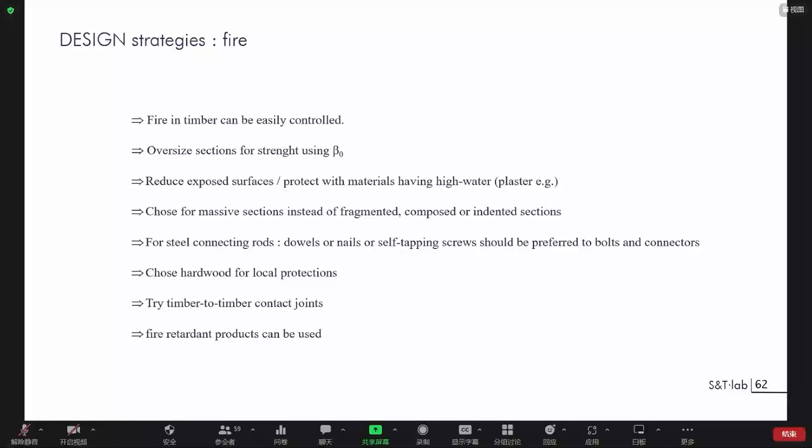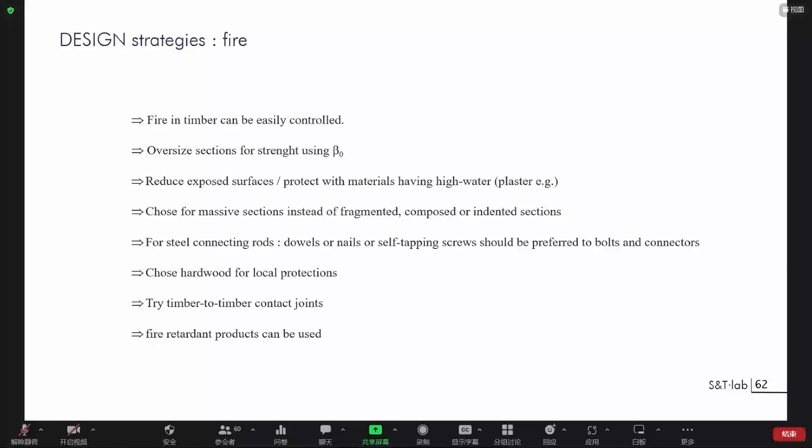If you have steel connecting woods, you have to choose the less massive steel elements since they conduct heat. So you have to choose dowels or nails instead of boards, for instance, as connectors. If you want to protect locally, you can protect the steel connecting rod, for instance, if there are no heads as with boards, but if you are using boards, you can protect the timber using hardwood, for instance, for local protection.